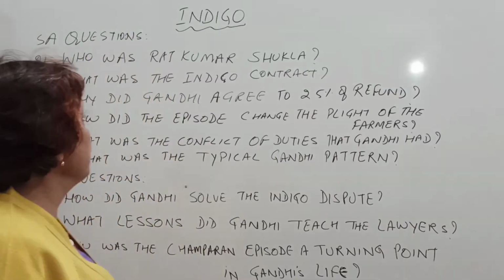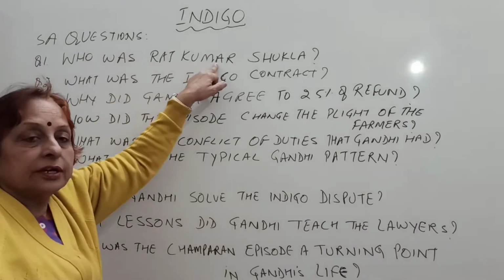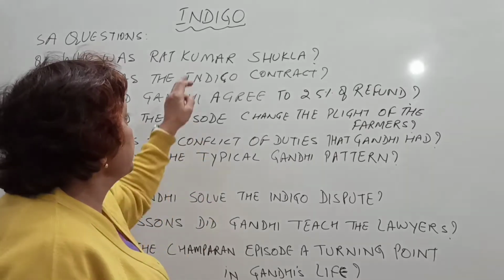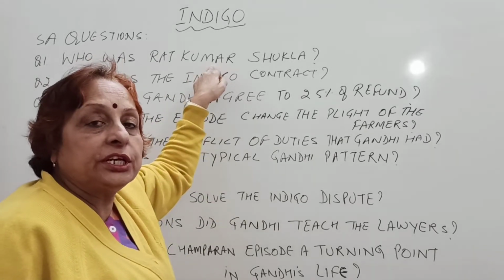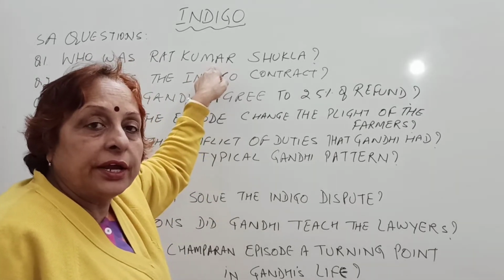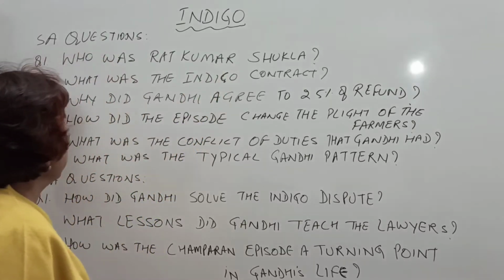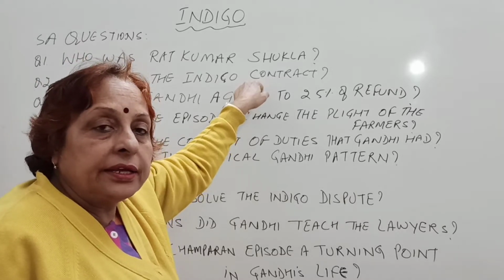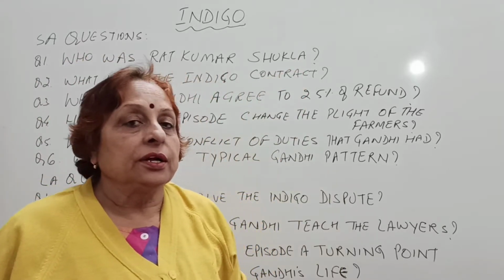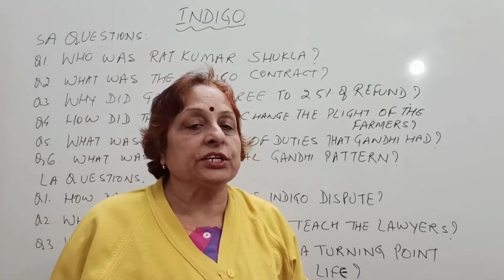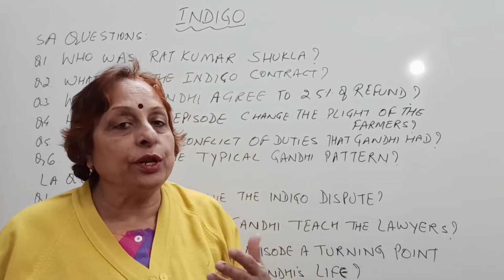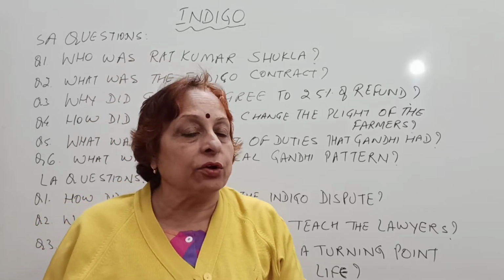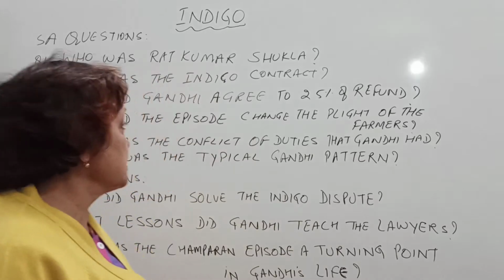Now, question 1 is, who was Rajkumar Shukla? Rajkumar Shukla was a poor farmer from Champaran who had come to meet Gandhi and urged him to help the sharecroppers of Champaran out of the indigo dispute. Second is, what was the indigo contract? The indigo contract was that the sharecroppers of Champaran were forced by the British landlords to grow indigo crop on 15% of their land and surrender the entire indigo harvest to them as rent.